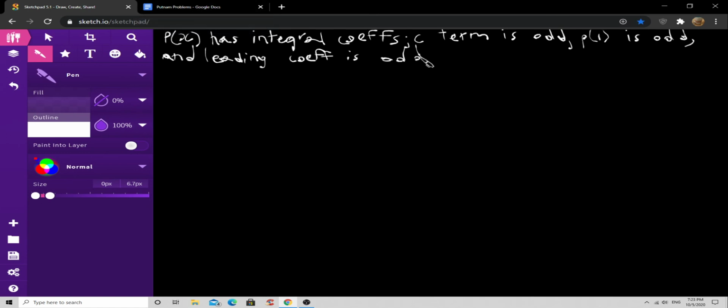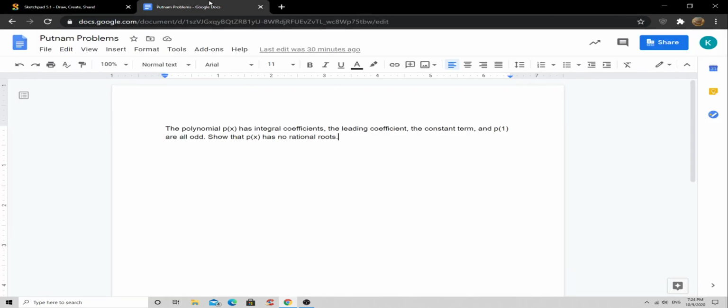So I think the method that we can employ here is basically proof by contradiction. Okay, so let's see. Let's make some observations before we do that. So p of x has integral coefficients. Leading coefficient, constant term, and the p of 1 are all odd. So that p of x has no rational solutions.